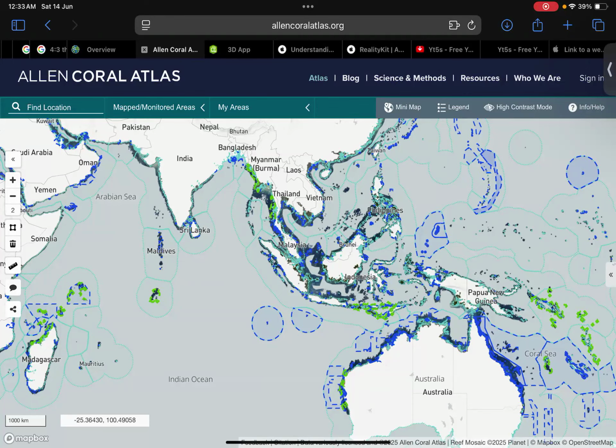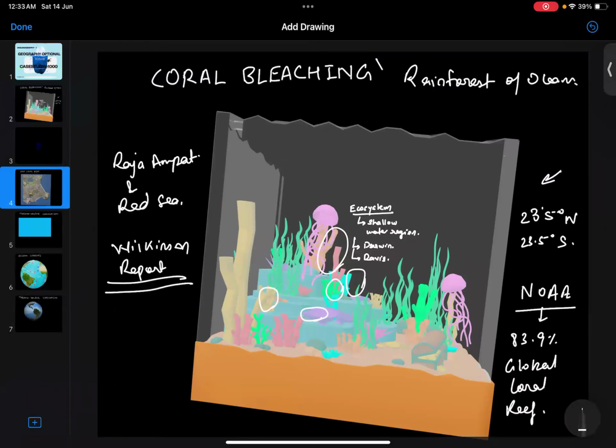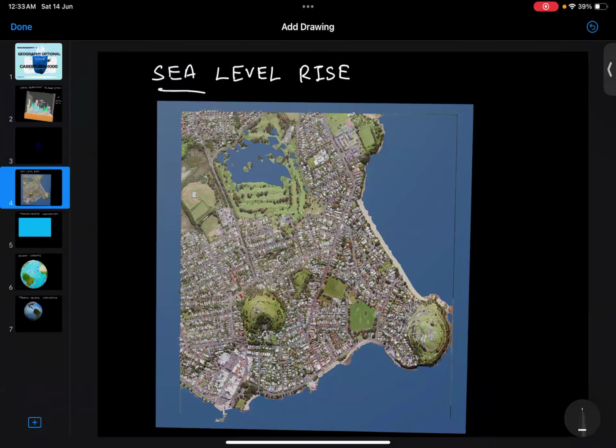So this is the first topic for today, that is coral bleaching. After coral bleaching, we have the next topic with respect to sea level rise. We are seeing here one of the incidences of sea level rise. This is a map of the United States of America where flooding has taken place.